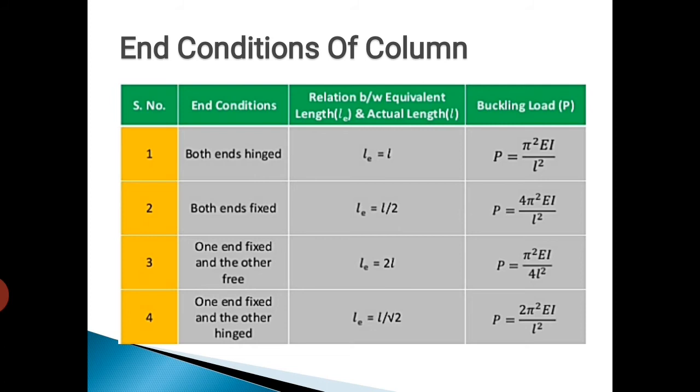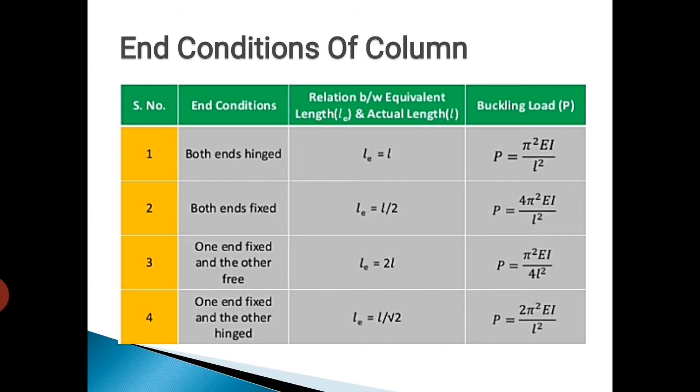First, both ends hinged. How to calculate effective length? When both ends are hinged, L effective is equal to L. How to calculate buckling load? For both ends hinged, P is equal to pi square EI divided by L square.